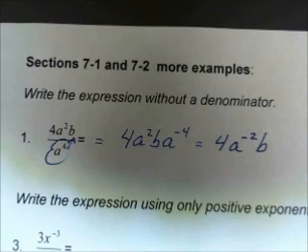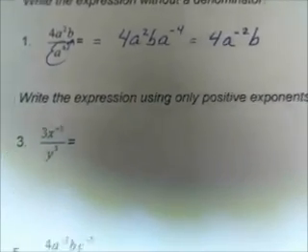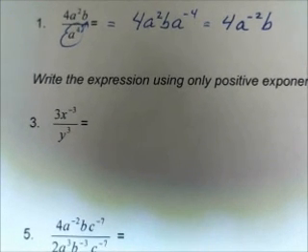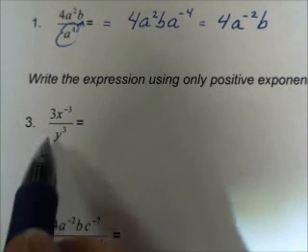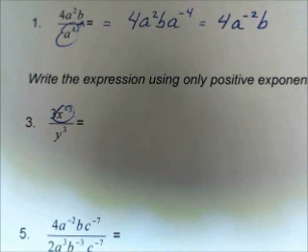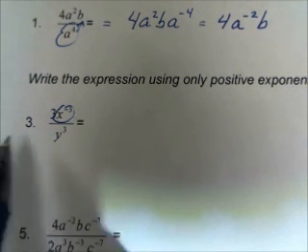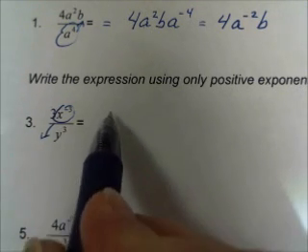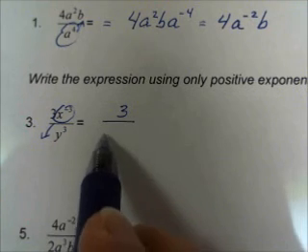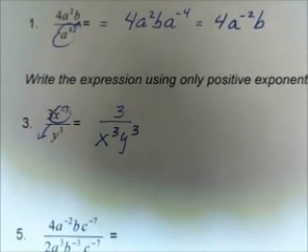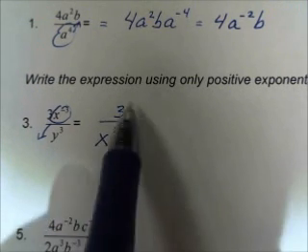The next group, the next 4, you want to write the expression using only positive exponents. So I want only positive exponents. I'm going to get rid of anything that's negative. So the 3x to the negative 3 over y to the third, take the x to the negative 3, put it down in the denominator. So I have 3 over x to the positive 3, y to the third. That's our end result.